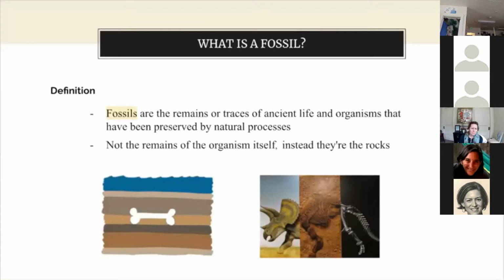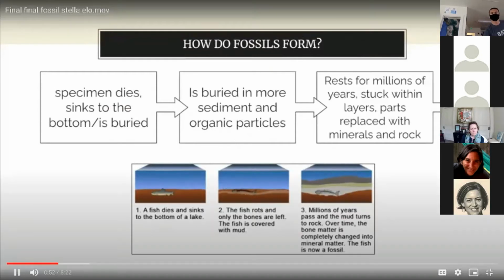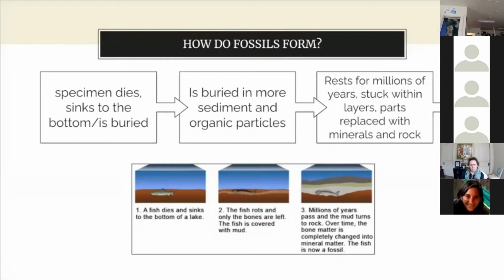Fossils are the remains or traces of ancient life or organisms that have been preserved by natural processes. Fossils are actually the rocks themselves instead of the remains. To fossilize, the remains need to undergo a specific process. First, the specimen dies, of course. The remains then either sink to the bottom of a body of water or are quickly buried in sediment and organic particles. With the help of natural phenomena like landslides, the remains are buried in even more sediment. Over the course of millions of years, sedimentary rock is formed and the remains are stuck within layers. Slowly but surely, the remains are turned into mineral matter, or in simpler terms, they turn into rocks.